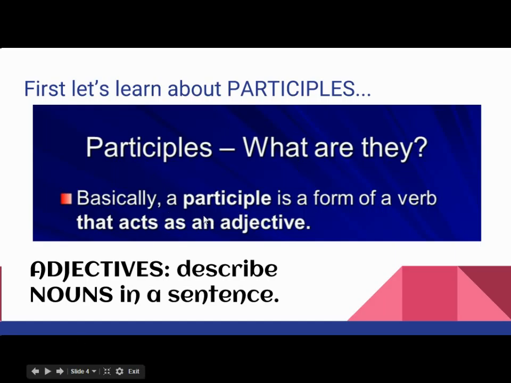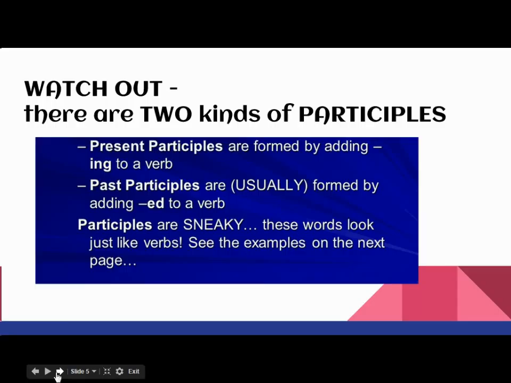What are they? Basically, a participle is a form of the verb that acts as an adjective. Well, you need to know what an adjective is. An adjective describes a noun in a sentence. But watch out, there are two kinds of participles. There's present participle, which are formed by adding ing to a verb, and there are past participles, which are usually formed by adding ed to a verb.